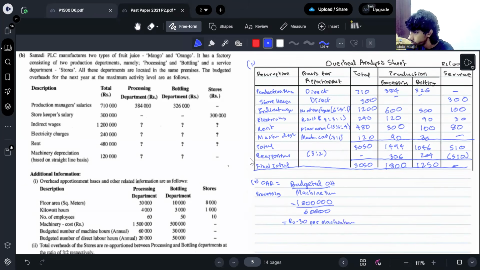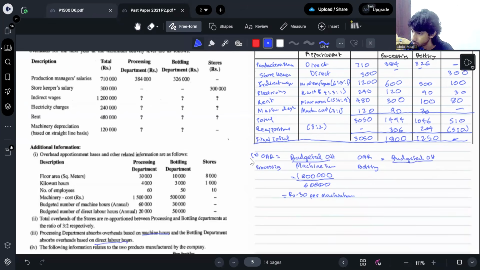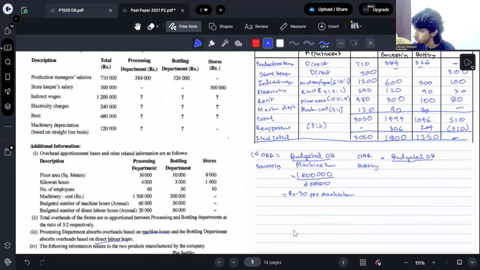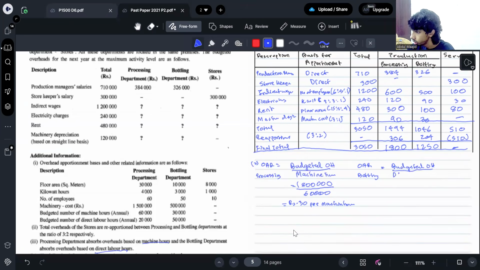Then overhead absorption rate of bottling department, budgeted overhead divided by labor hours, right? The bottling department absorbs overhead based on direct labor hours. Budgeted overhead is 1,250,000 and the direct labor hours is 50,000. It's going to be 1,250 divided by 50,000, rupees 25 per direct labor hour. That's the OAR.